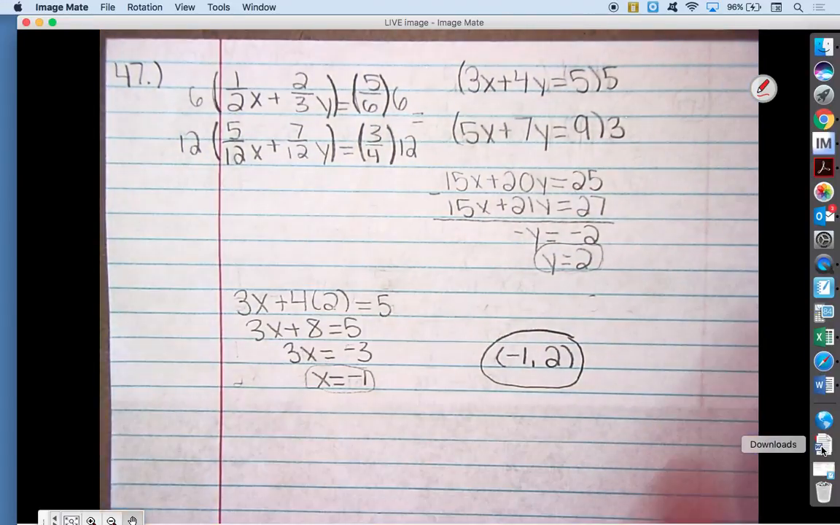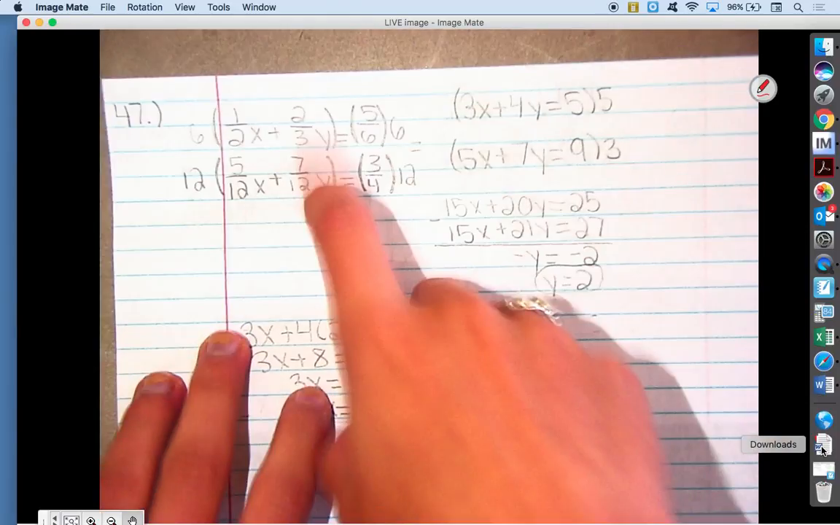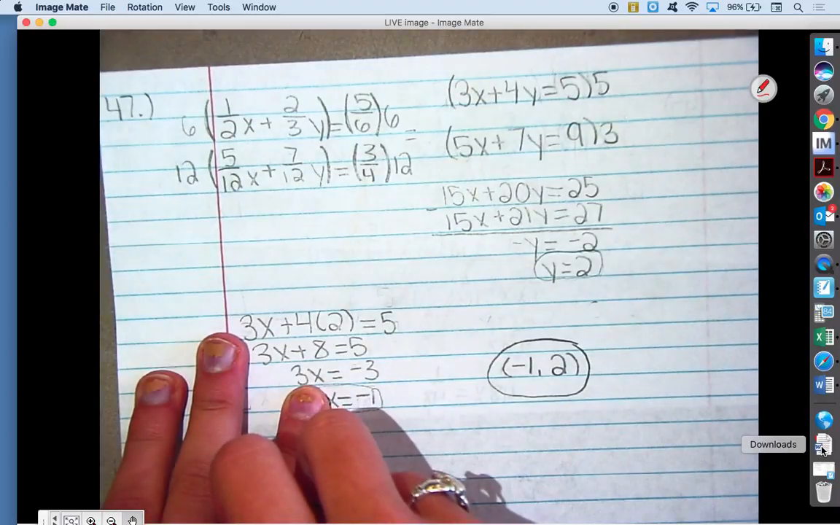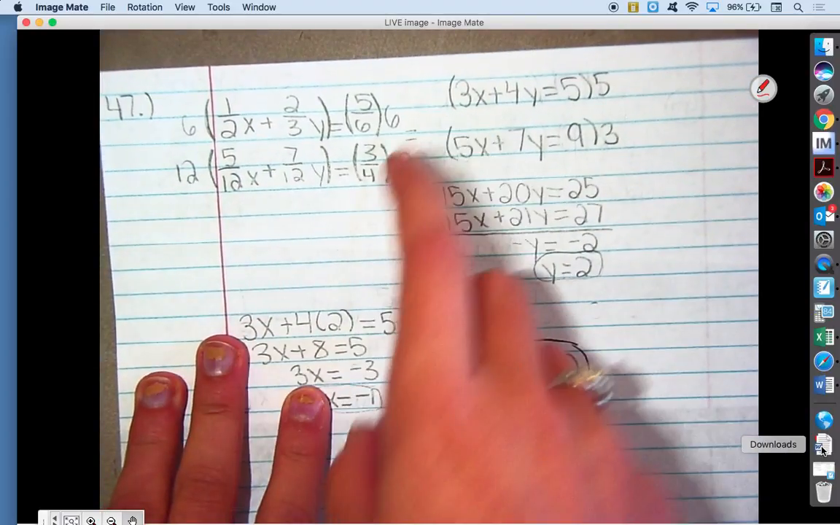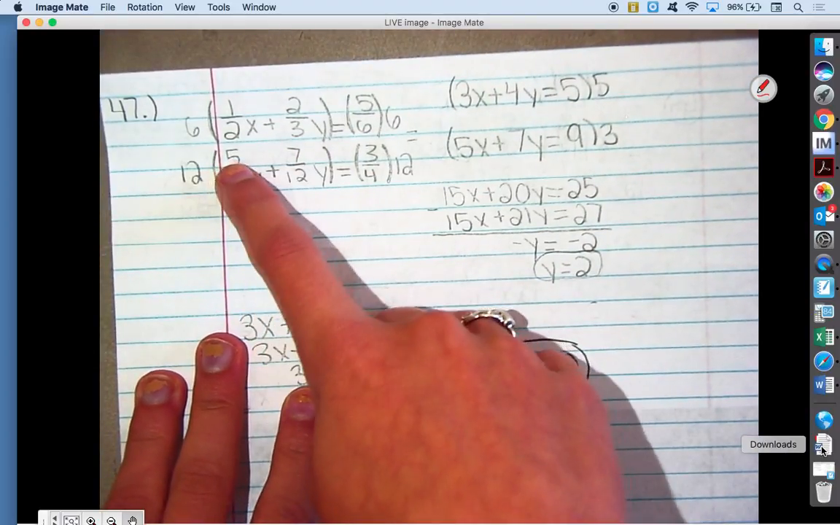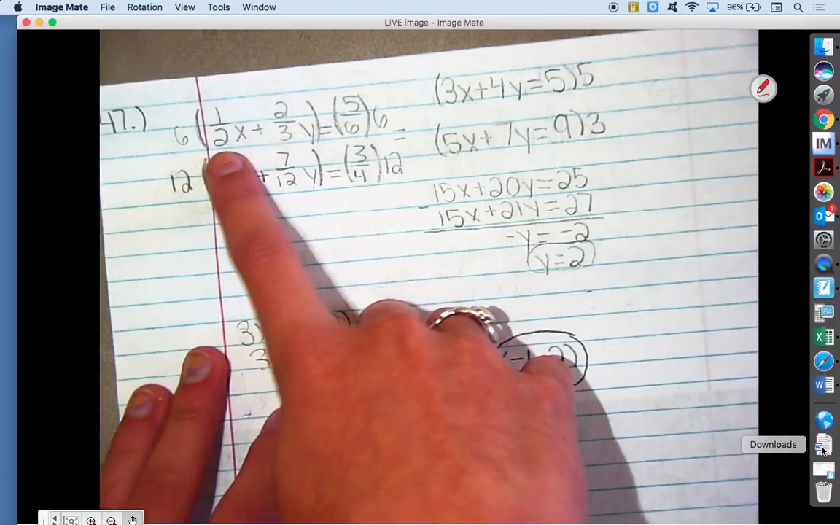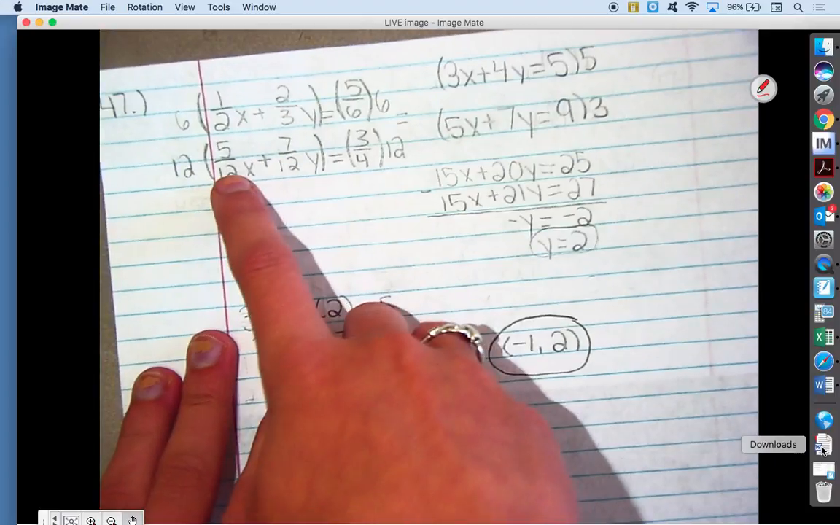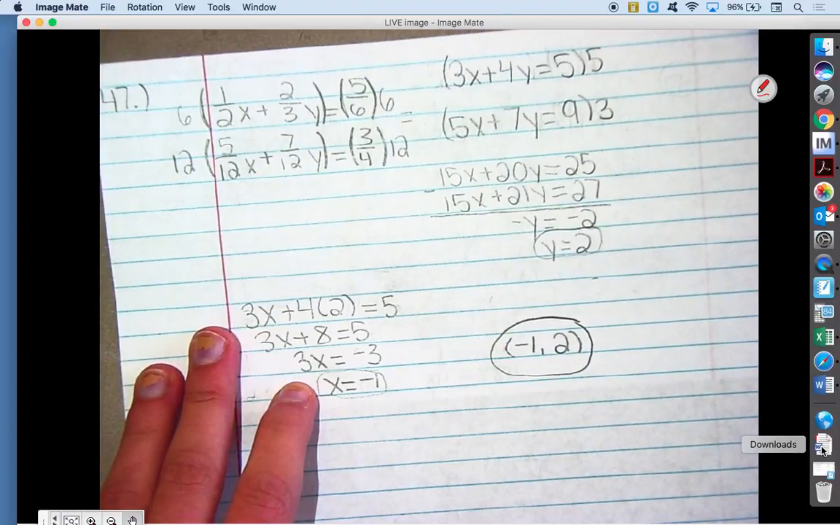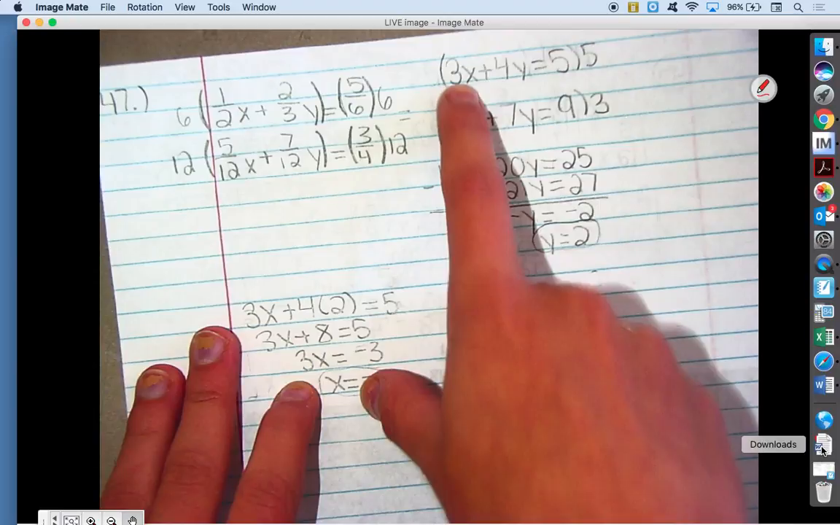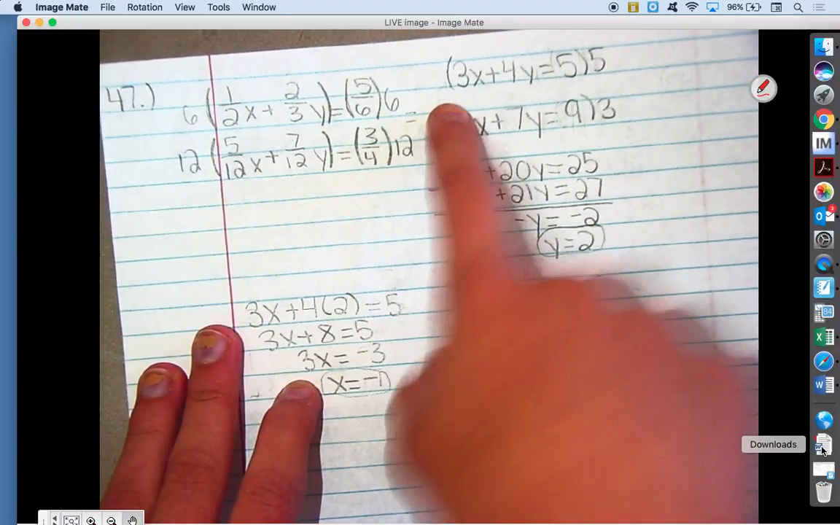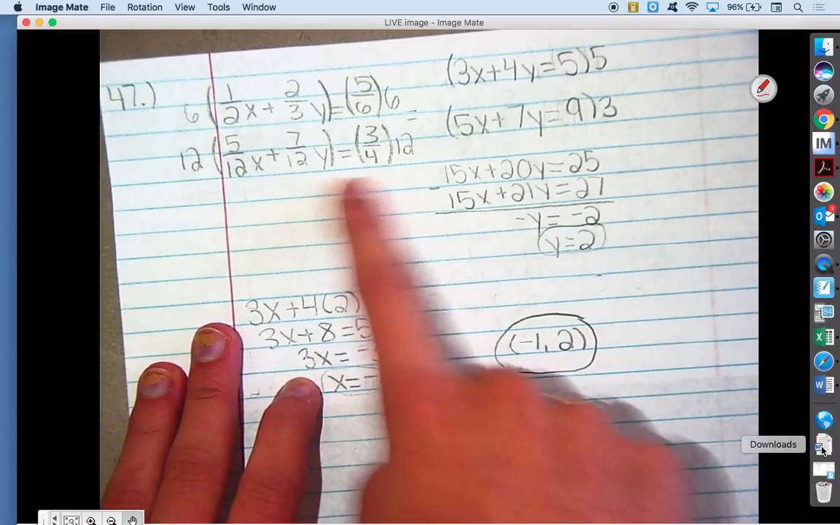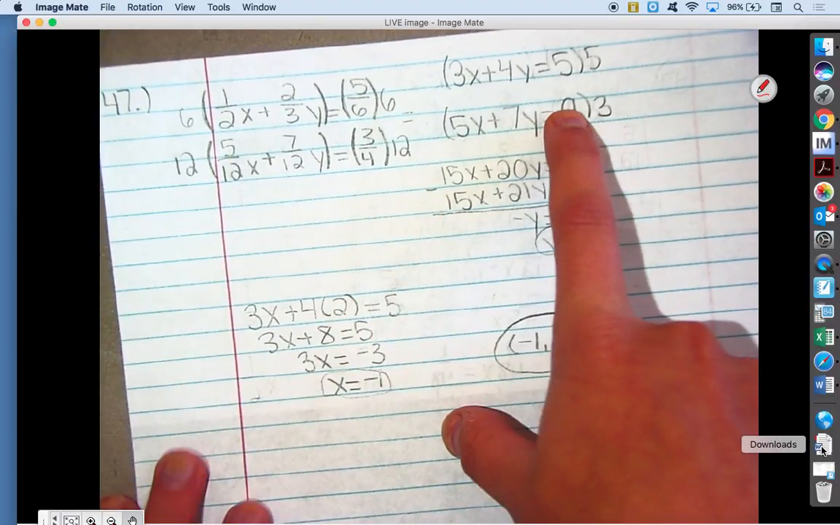Okay, so these are the two starting equations, and they both had fractions, so we wanted to get rid of the fractions by multiplying by the least common denominator, and that would be 6 between 2, 3, and 6. And for the bottom one, the least common denominator was 12. So after multiplying each of the fractions by 6, this would be the new equation, and after multiplying these fractions by 12, this would be the new equation.